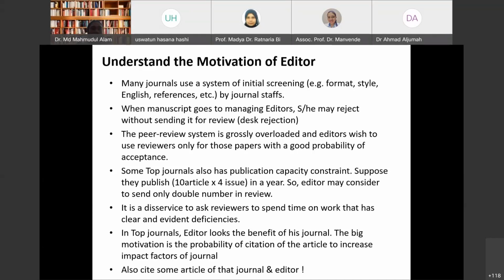So some top journals have a capacity problem. Journals have no scope to publish thousands, so they don't review thousands. It's not about the quality. In many cases, it's not about the quality. It's the capacity issue.